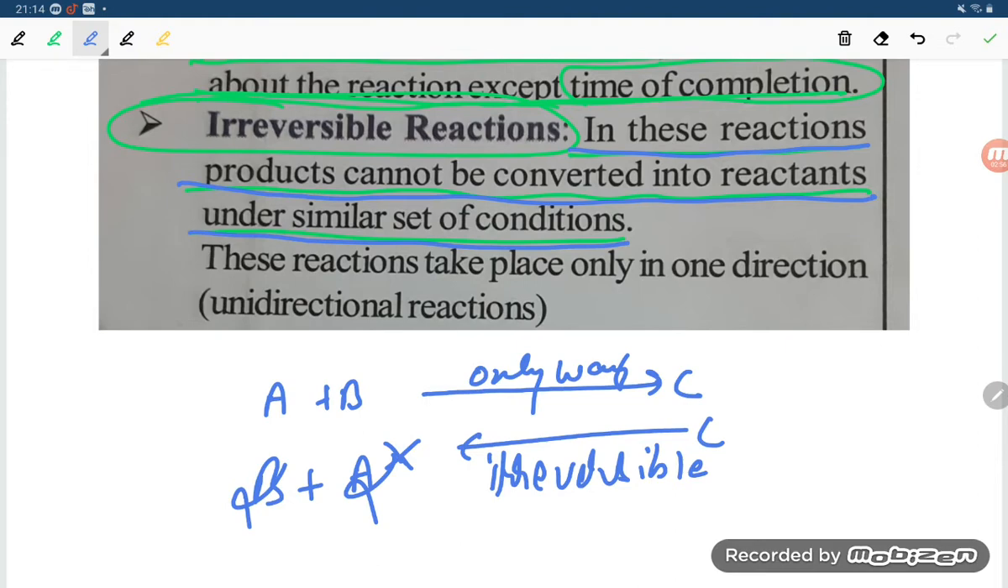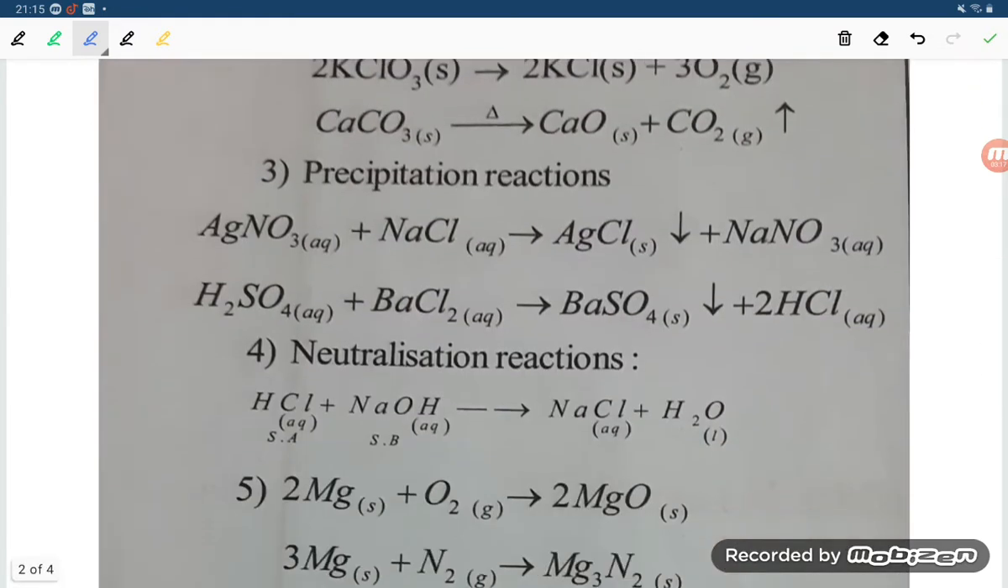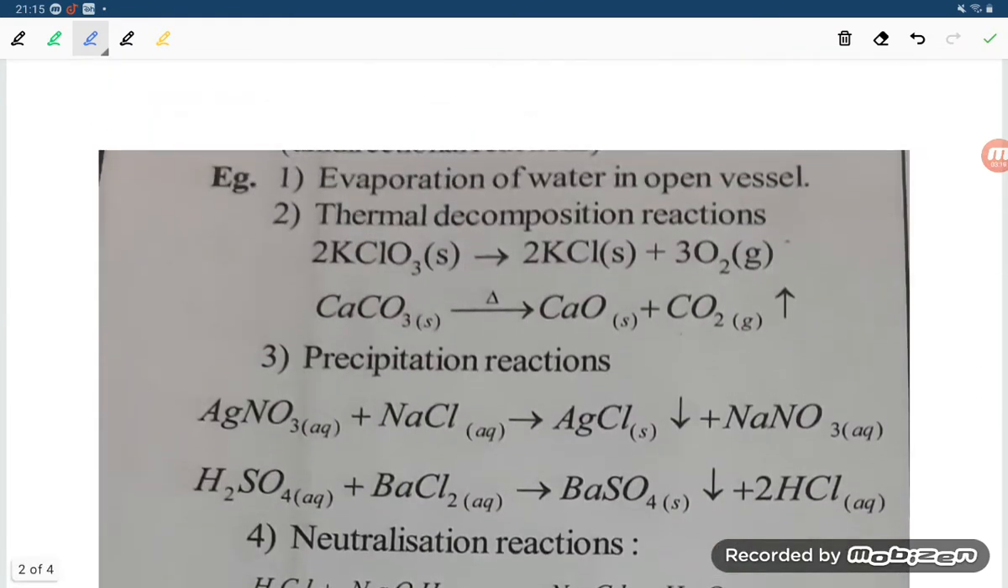Another point: these reactions take place only in one direction, which means they are unidirectional. These reactions are unidirectional in nature, right? That is the meaning. Let us have a look at examples of irreversible reactions.